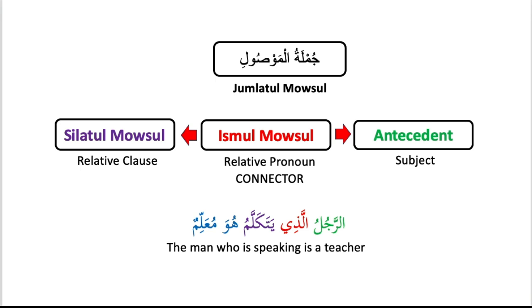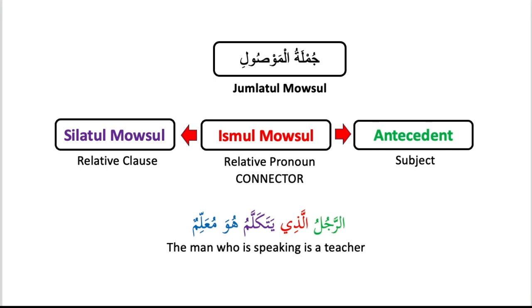Let's understand Silatul Mowsul. Silatul Mowsul is called relative clause that provides additional information about the subject referred to by the Ismul Mowsul, which is the antecedent. So Silatul Mowsul is just additional information about the antecedent or the subject which Ismul Mowsul is referring to. So to summarize, Ismul Mowsul is the relative pronoun and is the connector between Silatul Mowsul, the relative clause, and the antecedent, which is the subject coming before Ismul Mowsul. Let's look at an example.